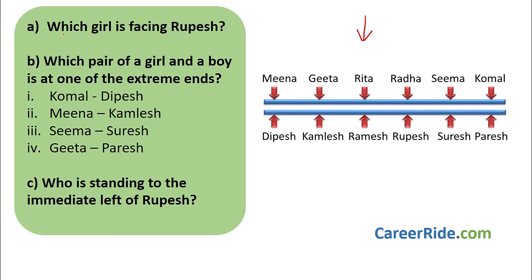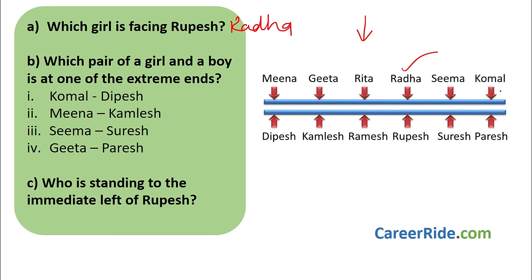Question number one, or question A, which girl is facing Rupesh? Radha. Answer is Radha, right? Now, which pair of a girl and a boy is at one of the extreme ends? Okay, Komal, Dipesh. Komal is over here, Dipesh is over here. So is it a pair at extreme ends?